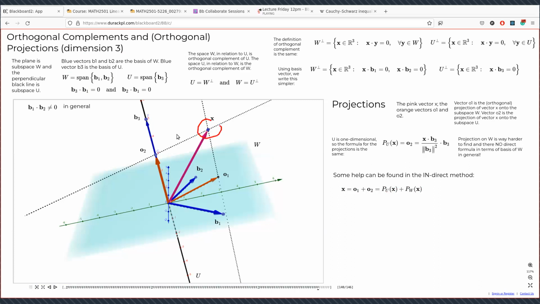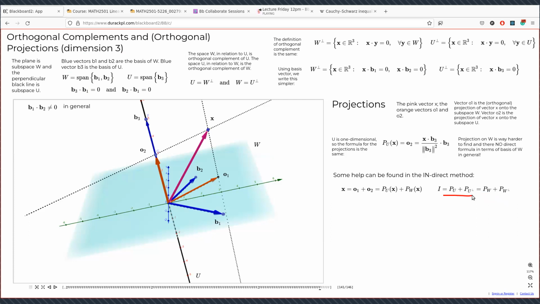This vector x can be represented as a sum of two projections, O1 and O2, which means that the relation which we had before still stands. Every vector identity breaks into a sum of the projections onto U and its orthogonal complement, or projection onto W and projection onto W orthogonal complement. This still stands, even though this time W is two-dimensional, and it will stand in any dimension. That's an extremely powerful relation between projections and orthogonal complements.